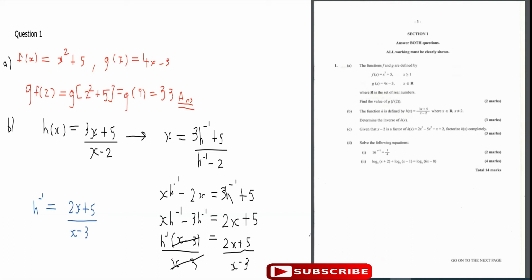Now the next part of question 1 says, given that x minus 2 is a factor of k of x, factorize k of x completely. Since they're telling us that x minus 2 is a factor, we can do polynomial division to find the other two factors. So we write down k of x. K of x is 2x cubed minus 5x squared plus x plus 2.